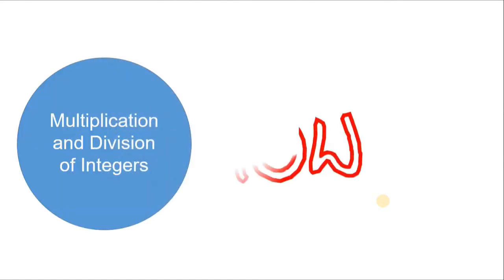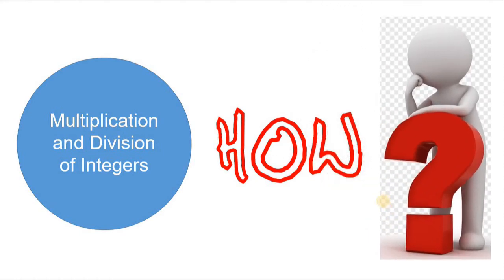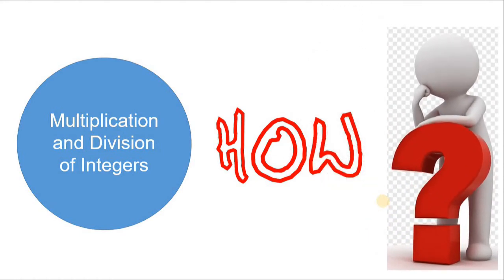Right, so this time we're going to multiply and divide integers. The question is, how are we going to multiply or divide integers? The answer is really easy, okay? So it is like you multiply and divide whole numbers, but the difference this time is that we're going to consider the signs of those numbers.